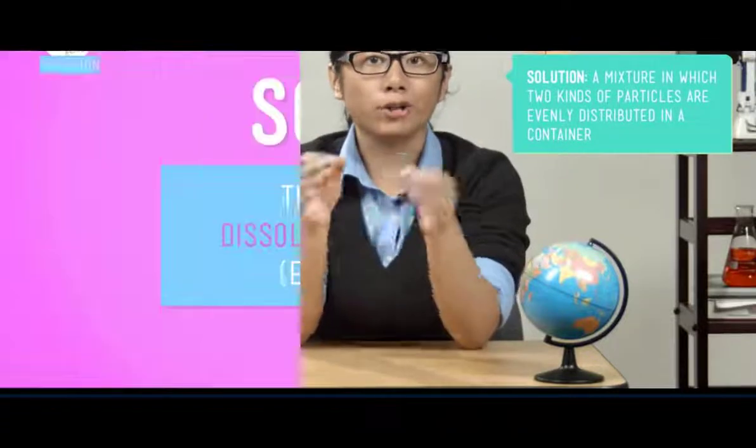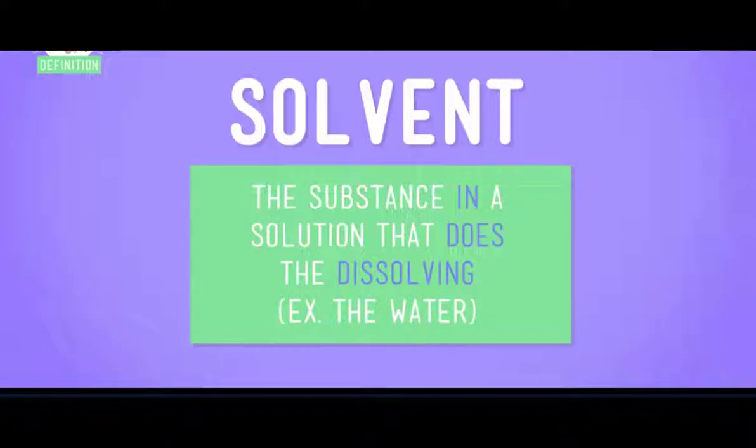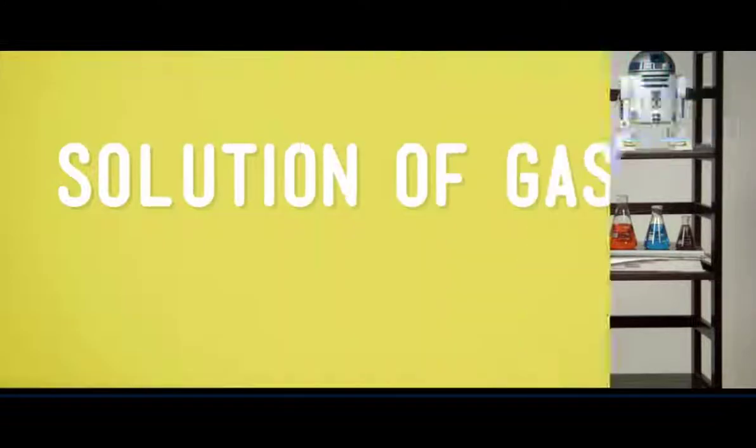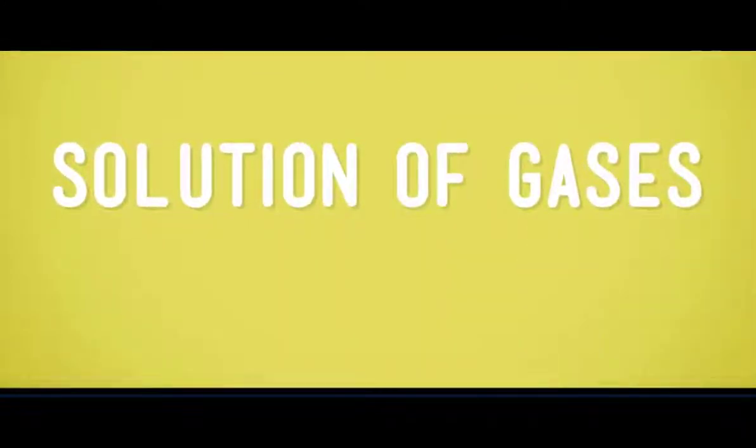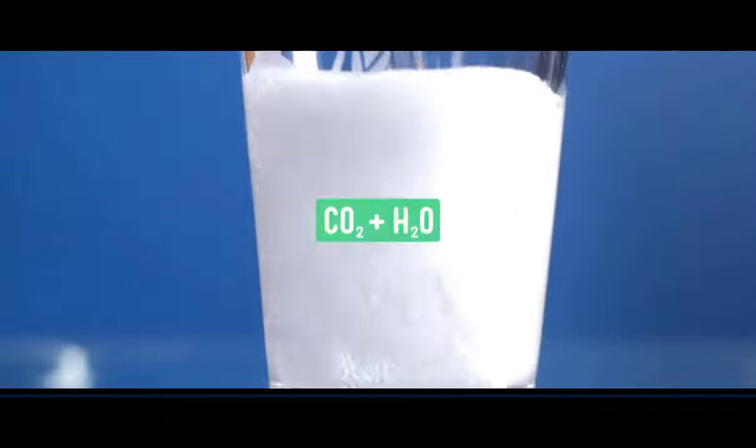Solutions have two main parts, the solute, which is the stuff that dissolves, in this case the sugar, and the solvent, which is the stuff in which the solute dissolves, in this case the water. Now, solutions can be made from types of matter that are in different states too. For example, the air that we breathe is made up of a solution of gases, mostly nitrogen, oxygen, and carbon dioxide. And soda water is really a solution of carbon dioxide gas and liquid water.